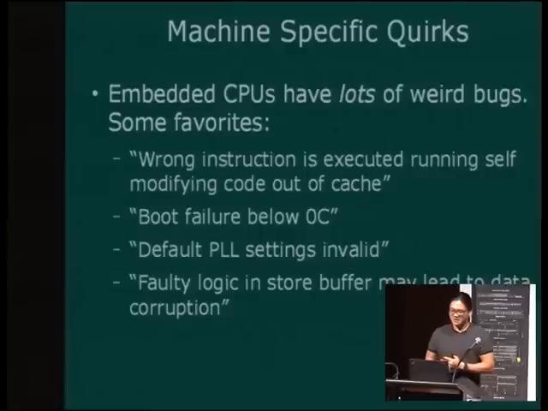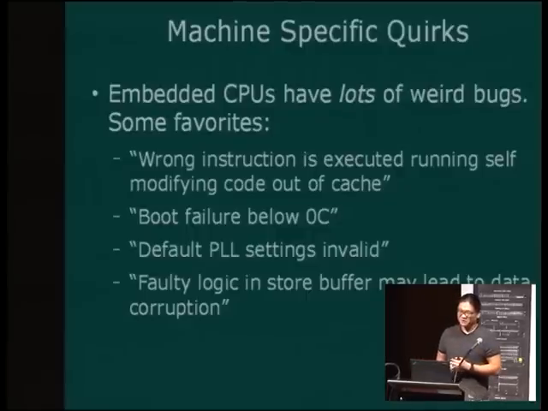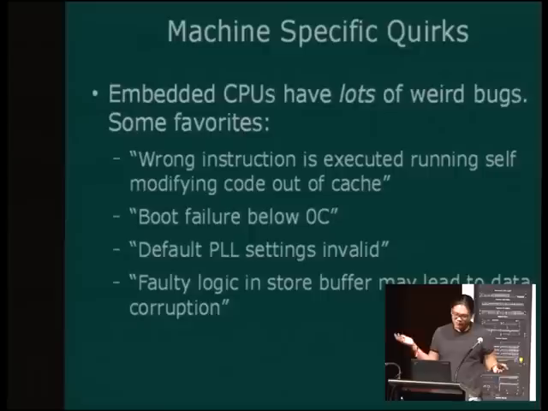Some of my favorites is, for example, wrong instructions executed running self-modifying code out of cache. Great. Wrong instructions being executed is always a good thing. This means basically that JavaScript inside WebKit, which is doing some sort of dynamic recompilation, is making self-modifying code. It means occasionally your JavaScript code just crashes and dies and goes away. And this is actually a CPU hardware bug that we had to suss out and put a fix inside the machine to make sure the thing would run stably. You get weird stuff like boot failures below 0C. Fixed, don't run it cold.